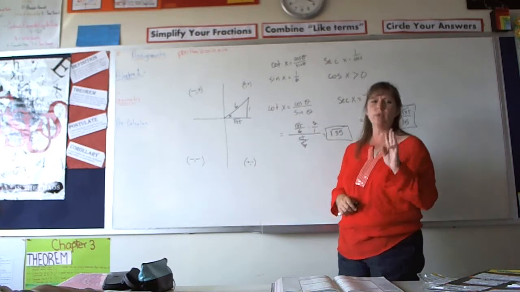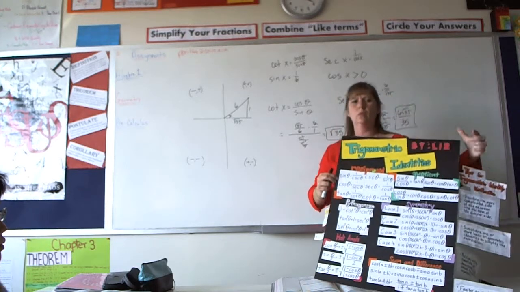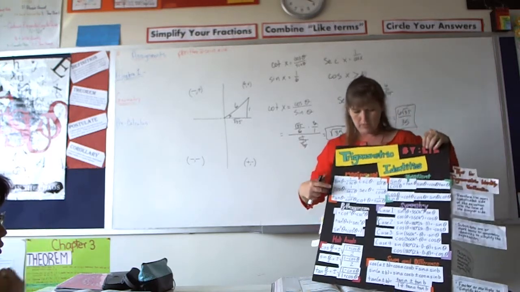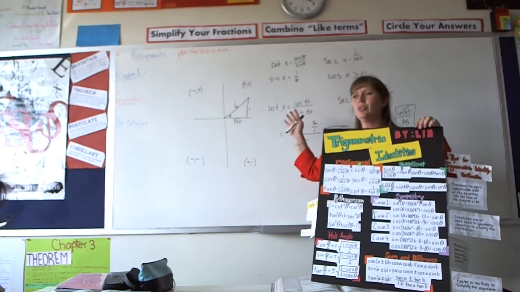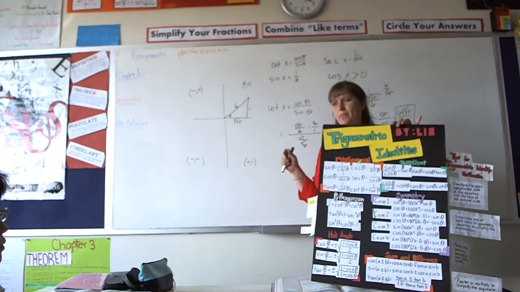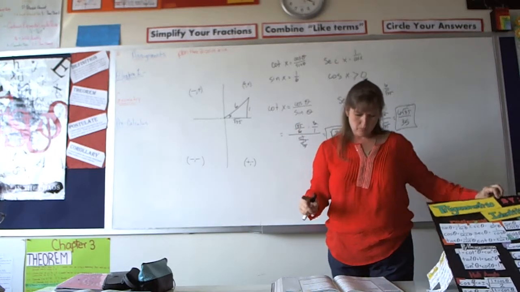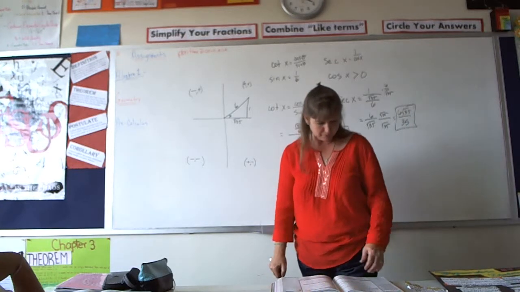Okay, so far we have 3 sets. Let's review: reciprocal, quotient, and Pythagorean. These are all identities you can use based on the information given in the problems we'll have tonight. Okay? One more section: cofunction identities.